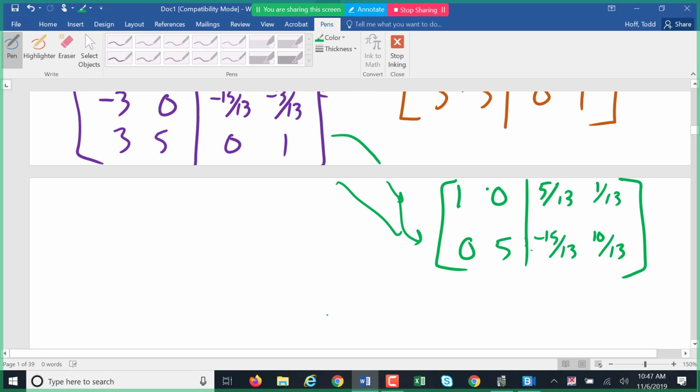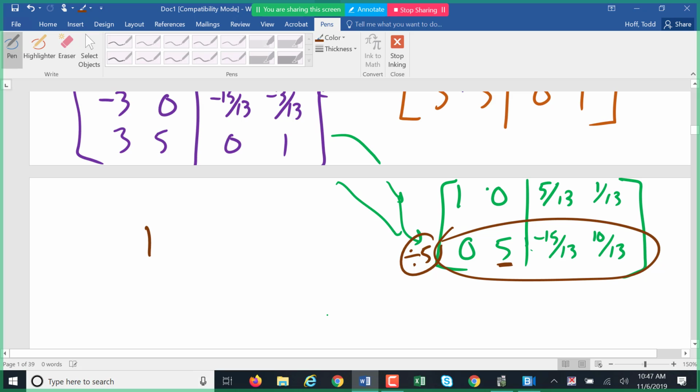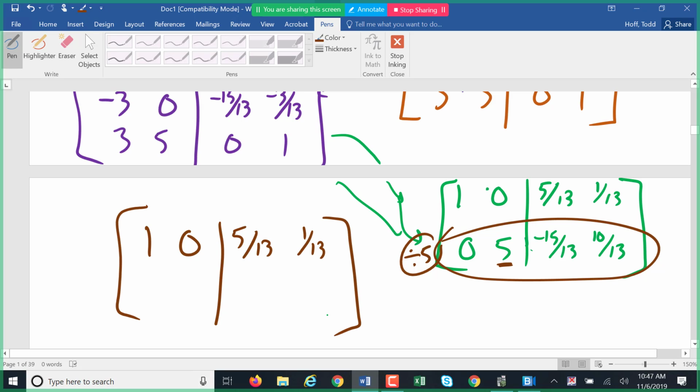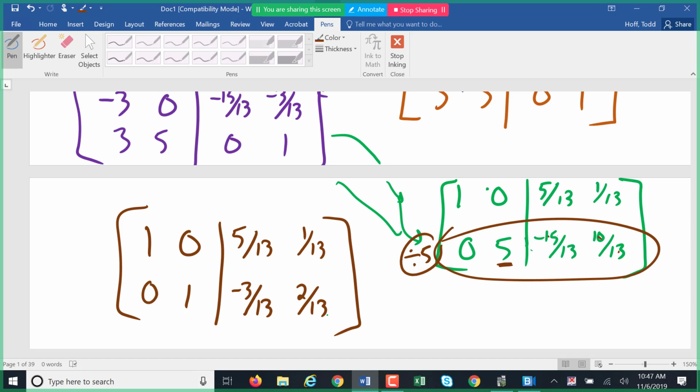So the last thing I have to do is divide this second row by 5 to make this a 1. So my top row stays the same. My bottom row, 0 divided by 5 is 0. 5 divided by 5 is 1. Negative 15/13 divided by 5 is a negative 3/13. 10/13 divided by 5 is 2/13. That is exactly the inverse matrix we came up with before.